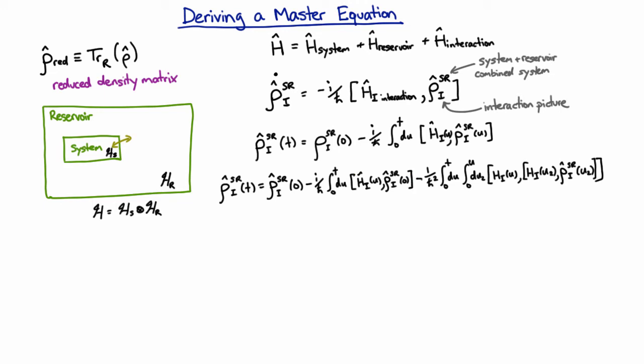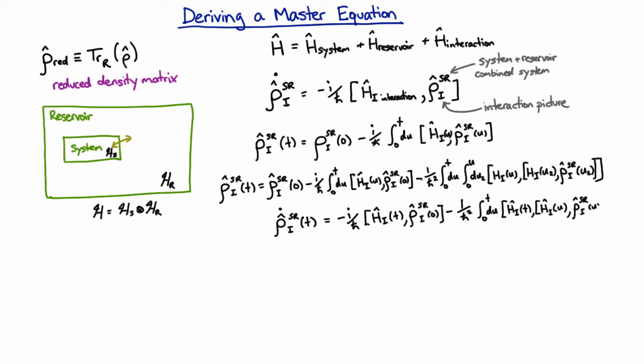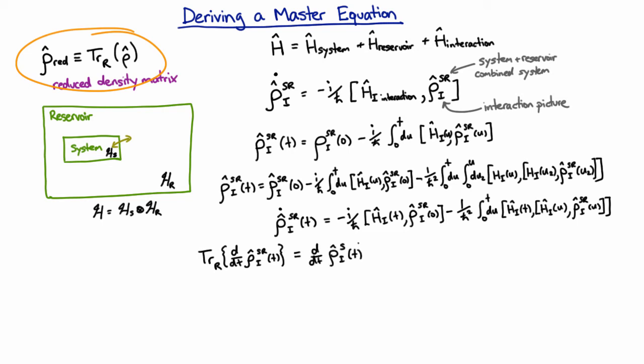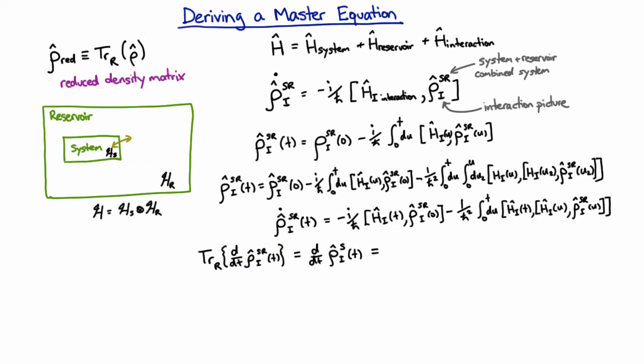So let's go ahead and work out the differential form of this equation again. And now we're finally ready to make our actual approximations. So remember, what we're actually targeting is the reduced density matrix. So we want to take the trace of the reservoir of this thing. So let's go ahead and do that. And because the trace and the derivative are both linear, we can pass one through the other. And the trace over the reservoir of this combined density matrix is exactly the reduced density matrix, which we're denoting by just this S here. So let's take the trace over the reservoir for the right-hand side as well.